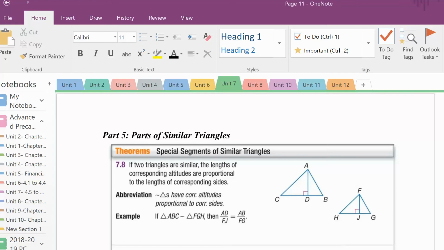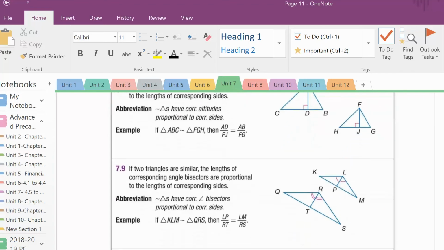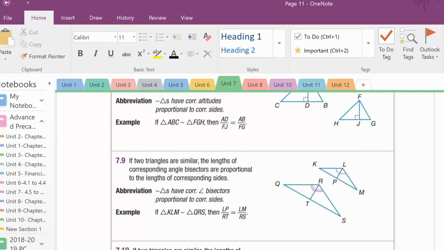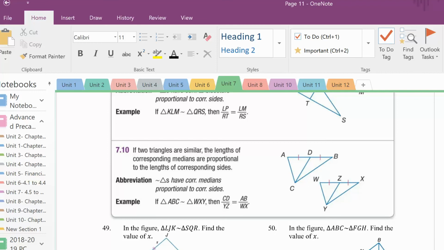All right, so if two triangles are similar, then the corresponding altitudes will also have the same proportional length as the sides. So basically, the scale factor of the triangles applies to the altitudes as well. That's what the first one says. The second one also talks about the angle bisectors, and the angle bisectors will also be proportional to the length of the sides. And last but not least, the medians will also be proportional.